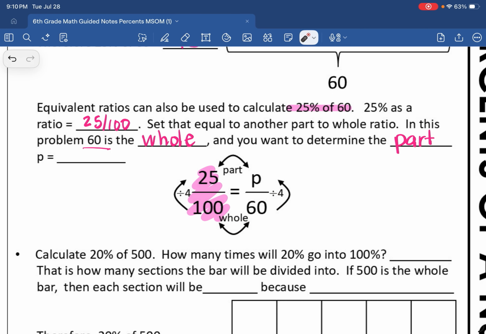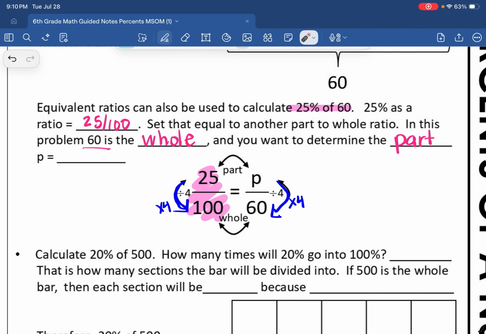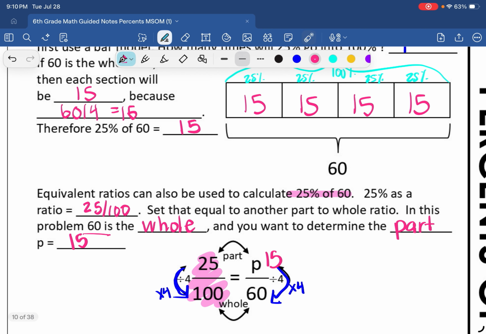I am now going to look for a multiplicative factor. I can go horizontally or vertically. I notice right here, 25 times 4 is 100. So some number times 4 is going to be 60. To figure out that some number, I can do the reverse and I can divide. 60 divided by 4 will give me 15. And notice that is the same answer I got with the bar model.